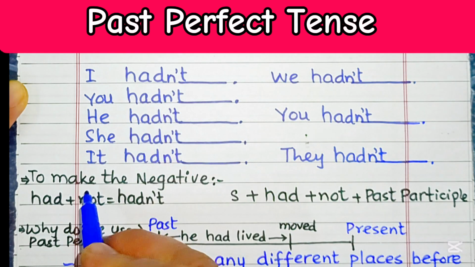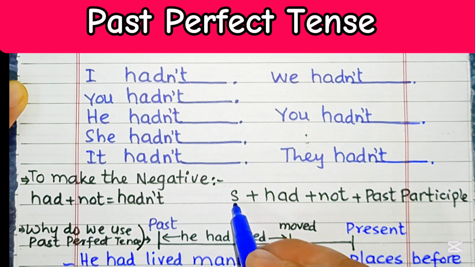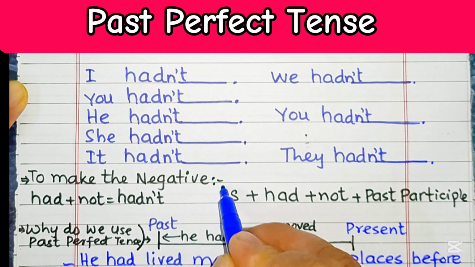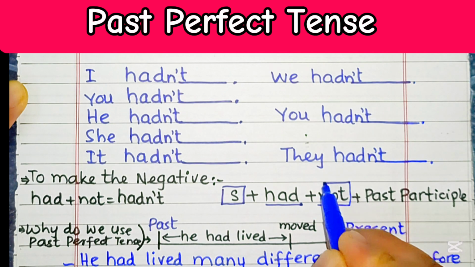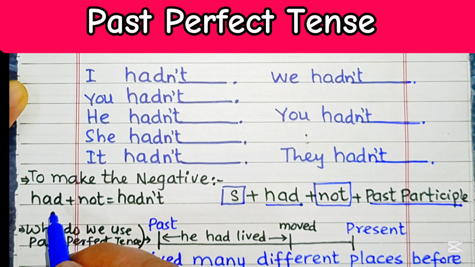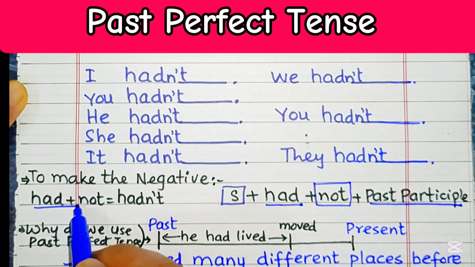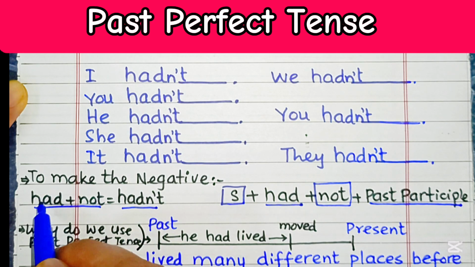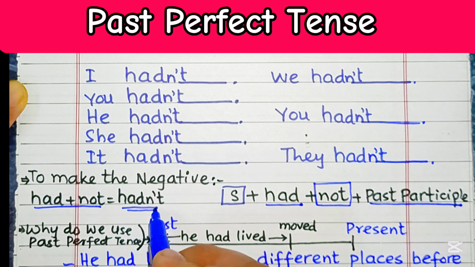To make the negatives, had is always followed by not. First of all, there will be a subject, then we have to use had, and then there will be not, and then the past participle form of the verb. When had plus not are together, or if we contract both of them, it sounds like hadn't.